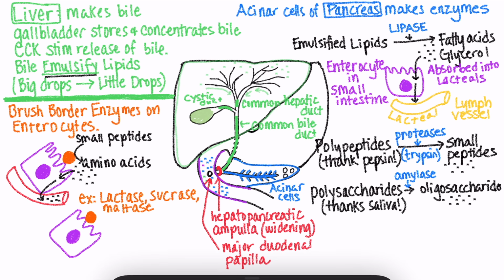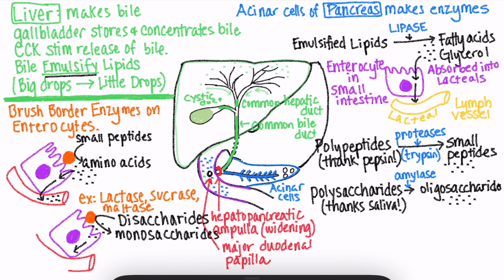And so I'm going to put here that you have disaccharides, which are two put together, just a little bit smaller than oligosaccharides. So disaccharides are broken down into monosaccharides: glucose, fructose, or galactose. Those are the options there. And now they're finally small enough to be absorbed into capillaries in the submucosa.